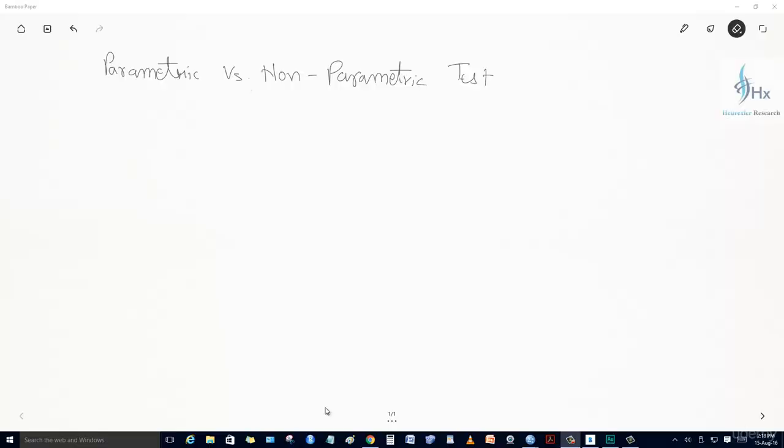Let's try to learn what are parametric and non-parametric tests. Now, if you use SPSS, most of the times you are going to face this problem whether to use a parametric test or non-parametric test. That's a vital choice for a researcher.